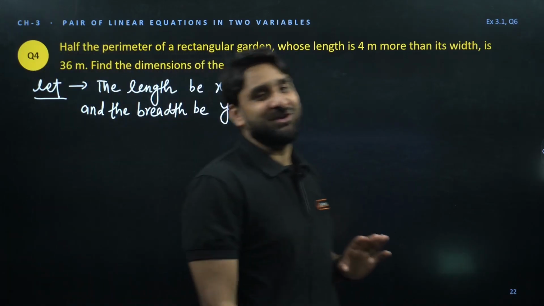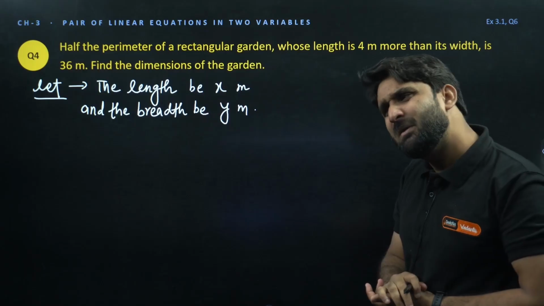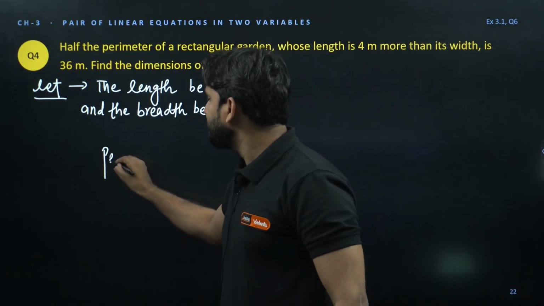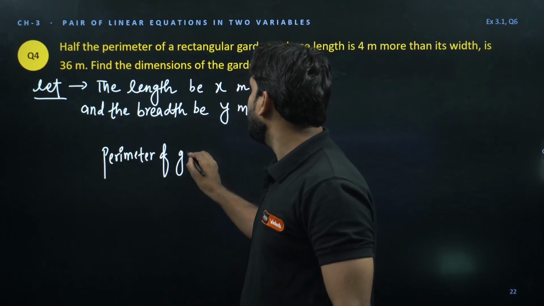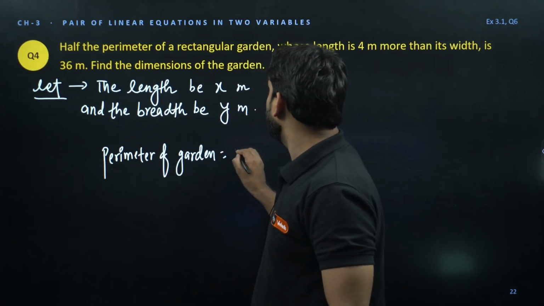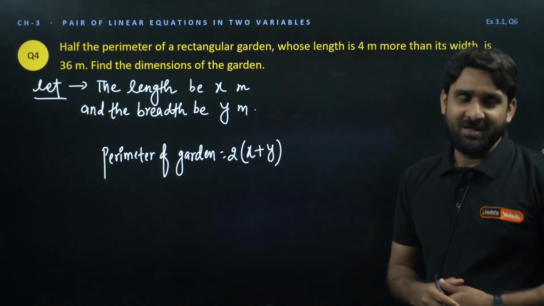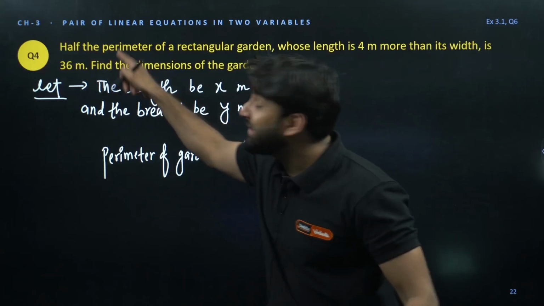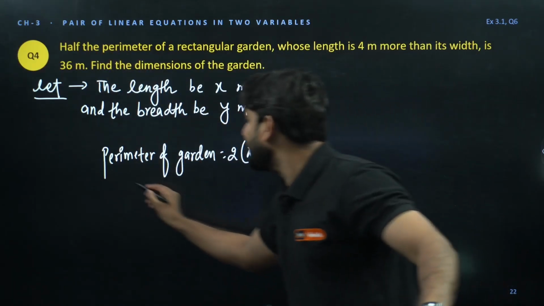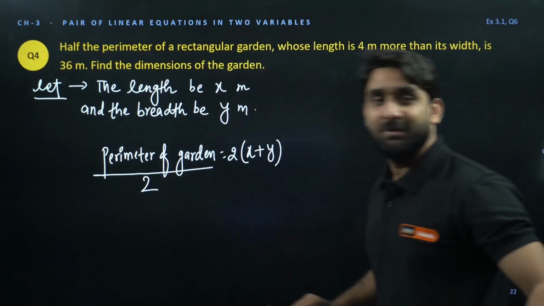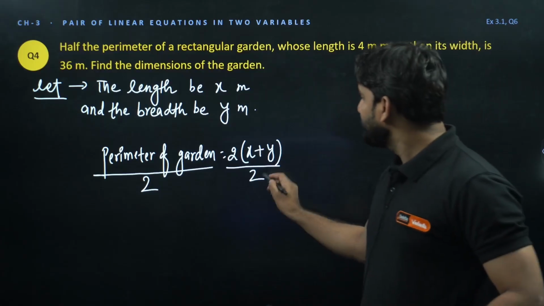Now read the question carefully from starting. Half the perimeter. Okay, so let's write the formula for perimeter. Perimeter of garden, and the garden is rectangular, so we can write 2 into (length plus breadth). Do you know the formula? But the question is saying half the perimeter. If this is the formula of perimeter, half the perimeter, so let's divide by 2. We have to divide both sides because this is the original formula for perimeter. So this will be cancelled.